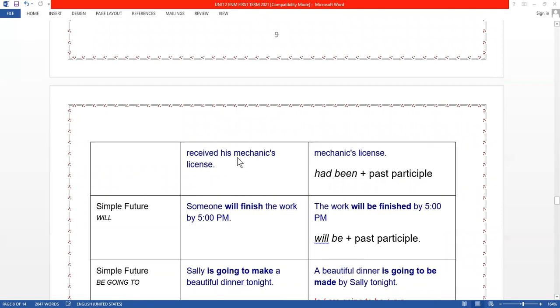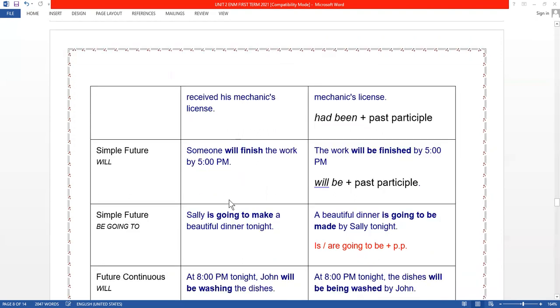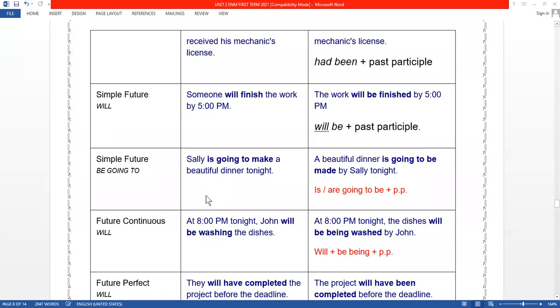Future simple, or simple future with will, someone will finish the work by 5 p.m. If I want to make it passive, the work will be finished by 5 p.m. So the rule for the future simple is will be plus past participle. Future simple with be going to, Sally is going to make a beautiful dinner tonight. Passive, a beautiful dinner is going to be made by Sally tonight. The rule is is or are going to be plus past participle.